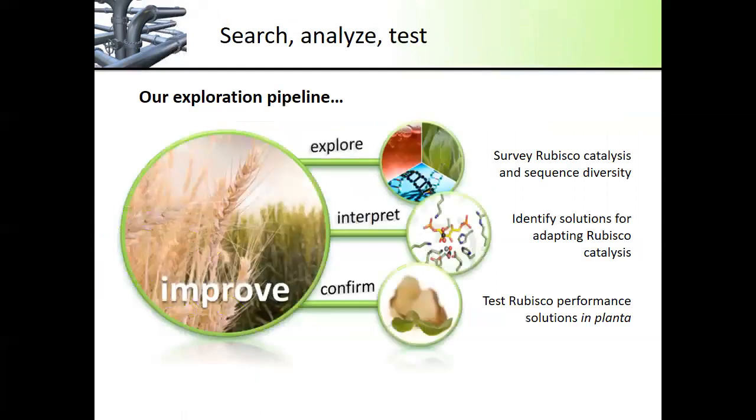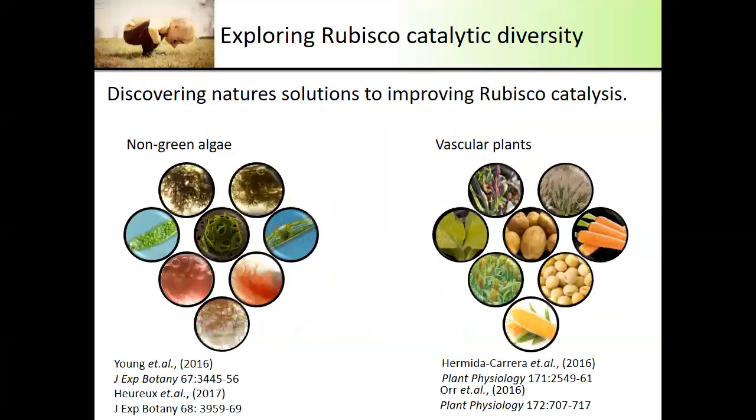So essentially our pipeline of research is to survey for natural variability. We survey plants, we survey algae, we survey bacteria. And then by making correlations between what kinetic features correlate with what amino acid changes, we can start to identify potential solutions that might be responsible for the different catalytic properties. And then, of course, we need a way to actually test this in a plant. And that's pretty much, as Bob said in the introduction, a technology which I brought to the ANU a number of years ago.